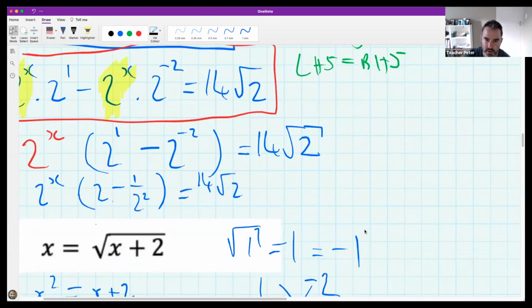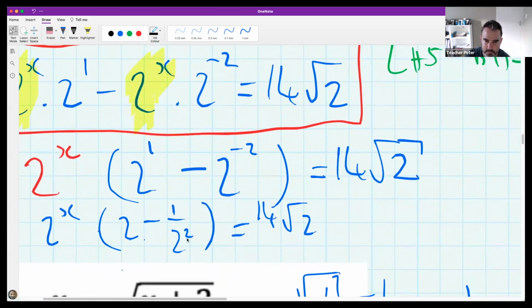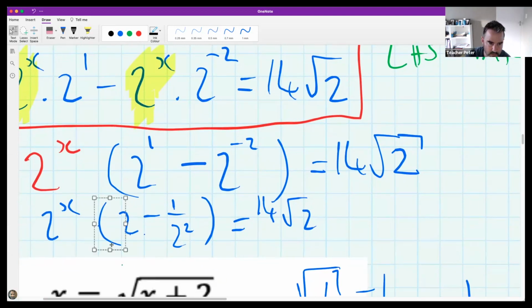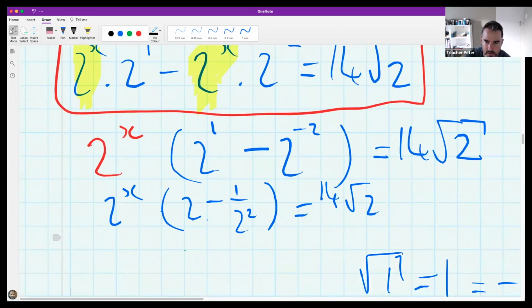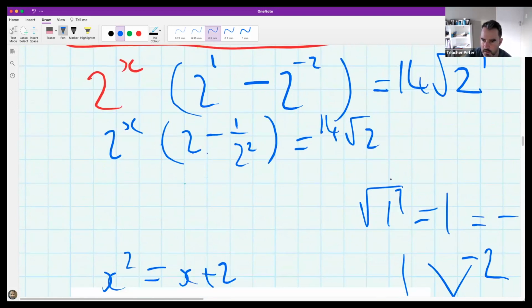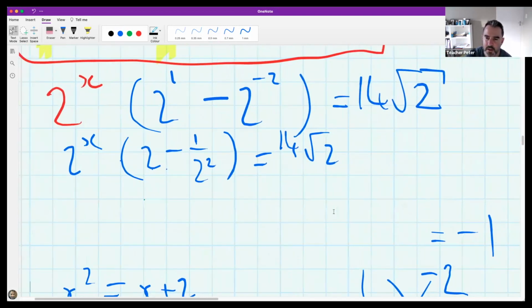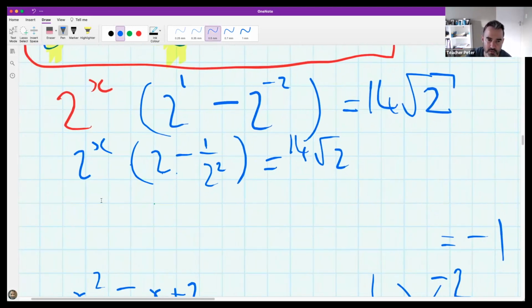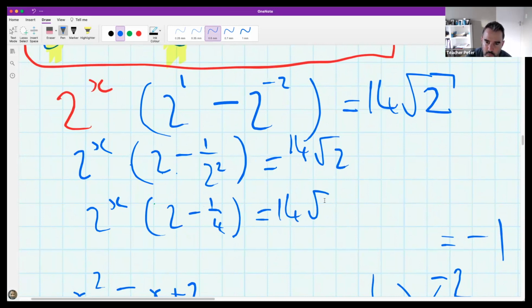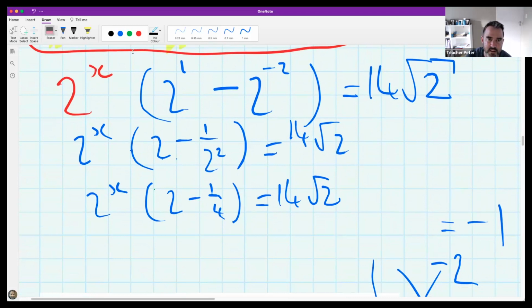Okay, let me see if I can create some more space here. Oh, I think I've made the computer angry. Okay, let me move that away. So I now need to combine this together. And this is just 2 minus a quarter, 14 root 2. Okay, so I've done that. And then I think, what is 2 minus a quarter? It's just going to be 1 3/4. So this is quite a nasty question, but whatever, we'll get there.